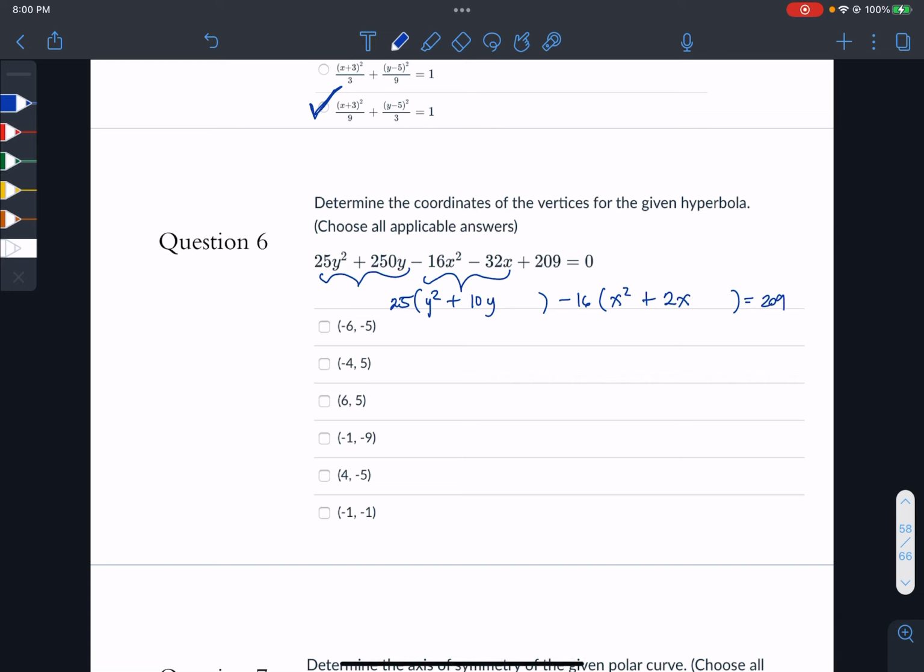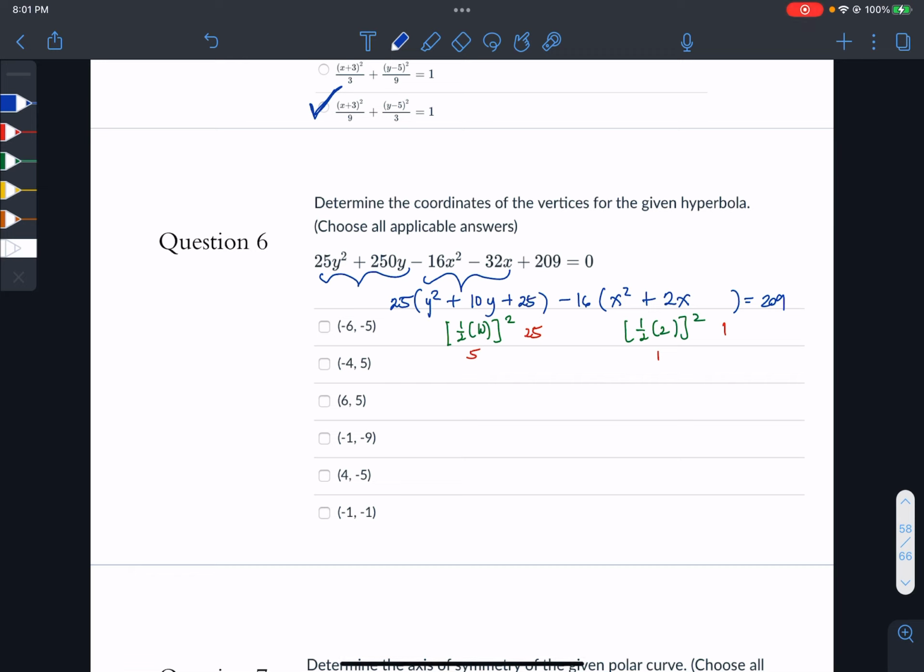So ngayon, sa completing the square natin, we're going to have half of 10 and then square it. Tapos yung isa, half of 2 and square it. So we have, half of 10 is 5, squared is 25. This is 1, 1 squared is 1. So what we're going to do, we're going to add 25 there, di ba?